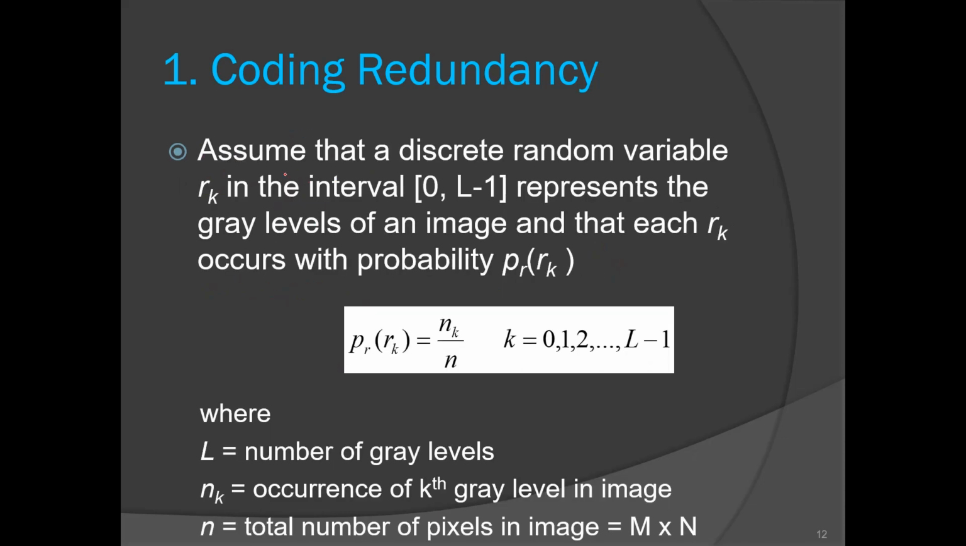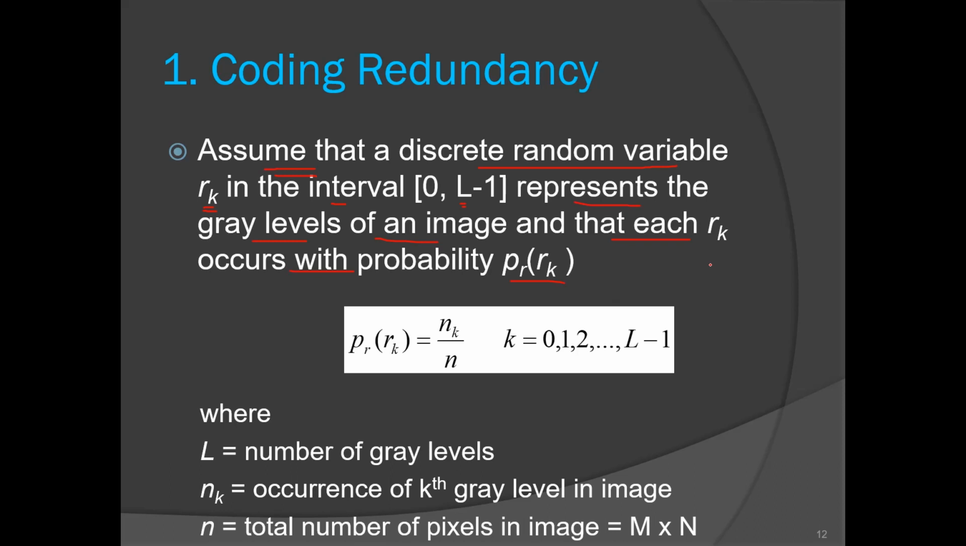Now assume that for a discrete random variable rk, in our case an intensity value, in the interval 0 to L minus 1, this L represents the intensity levels. For the gray level, the value of L will be 256. These represent the gray levels of an image, and each rk occurs with the probability P of rk. So this is the probability of occurrence of intensity rk.